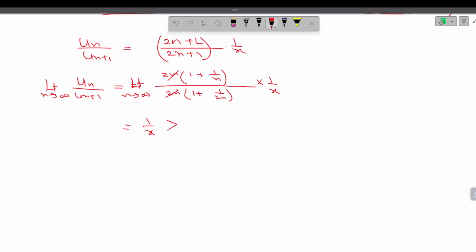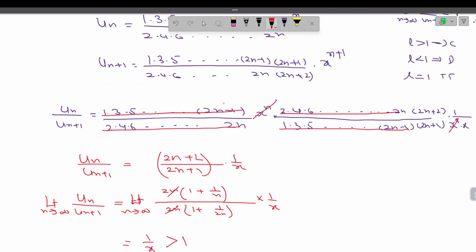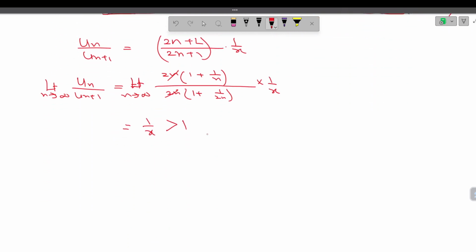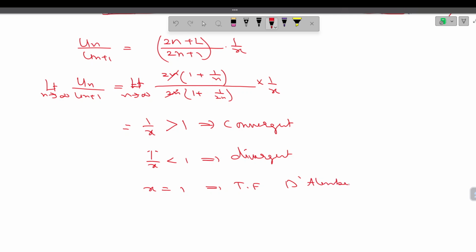1 by x greater than 1, convergent. 1 by x less than 1, divergent. X equal to 1, test fails. What is the test? D'Alembert test. X equal to 1, D'Alembert test fails. So we can't leave this problem in between. X equal to 1, test fails.